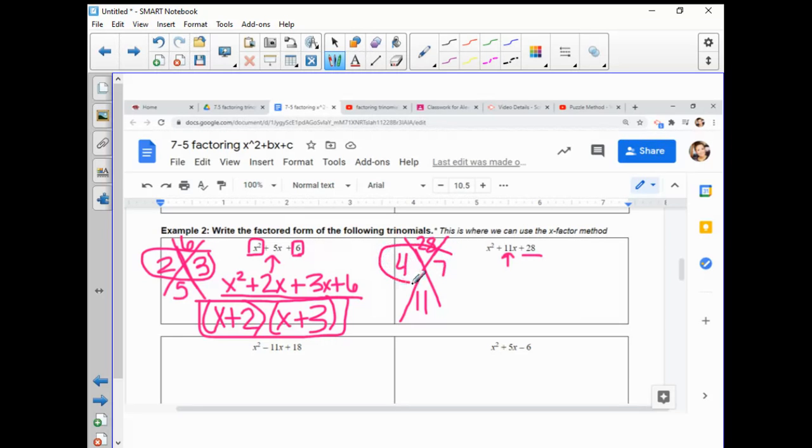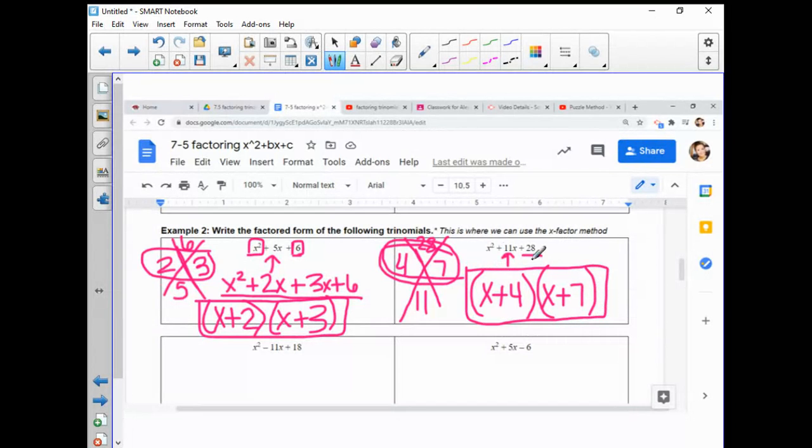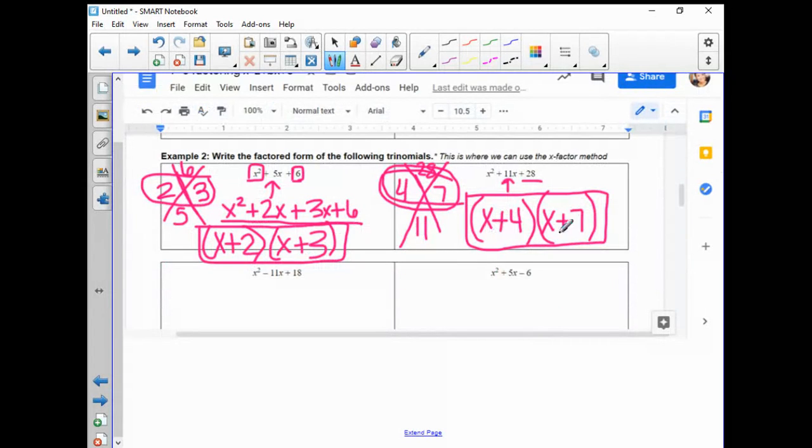Okay, these two numbers that you just came up with, 4 and 7, these are the answers to how we would factor. You're going to always start with x. If it's a positive 4, you would say plus 4. If it was a negative 4, you'd say minus 4. Then you're going to have another x. If it's a positive 7, you're going to say plus 7. If it's a negative 7, you're going to say minus 7. And this is the factored form of this trinomial. If you wanted to, you could spend a bunch of time taking x times x, taking x times 7, taking 4 times x, and taking 4 times 7. We're going to do one more.